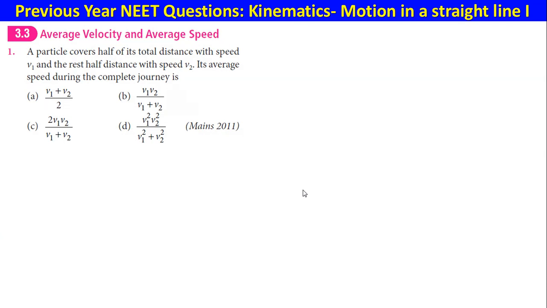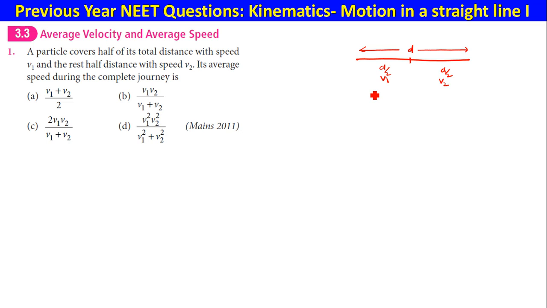The first concept that we are going to discuss here is average velocity and average speed. A particle covers half of its total distance with speed v1 and the rest half distance with speed v2. Its average speed during the complete journey is, let us say the total distance is d. The first half of the distance, d by 2, is covered with velocity v1, and the next half, d by 2, is covered with velocity v2.